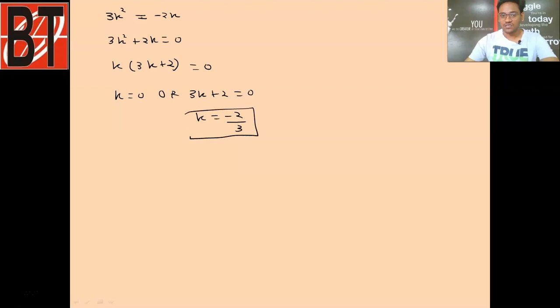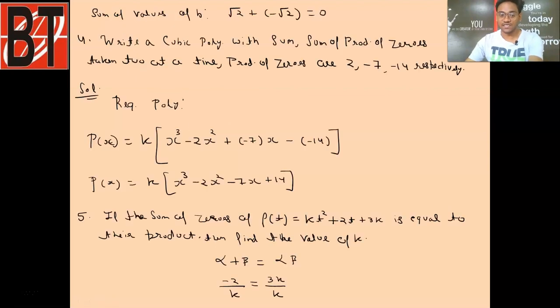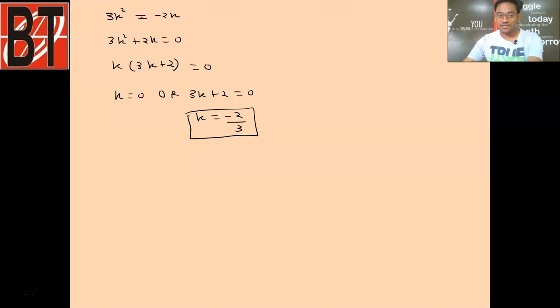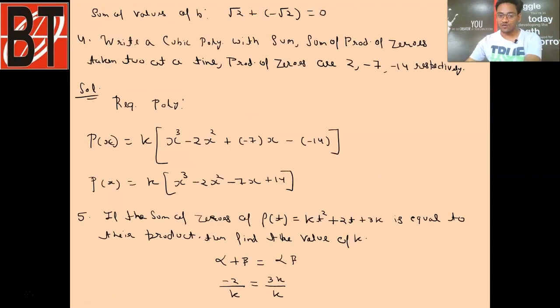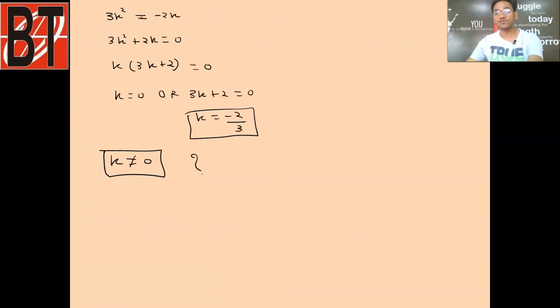Now students, we have the two answers. Either k is 0 or k is minus 2 by 3, but students, you have to understand here that k must not equal to 0. Just tell me students, why k is not 0? Because k is the coefficient of this leading term. Okay, if k becomes 0, this won't be a quadratic polynomial. So since k cannot equal 0, the value of k will be minus 2 by 3 only. This is the last one of today's class.